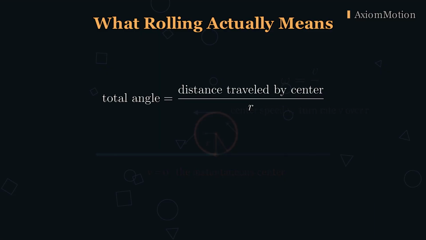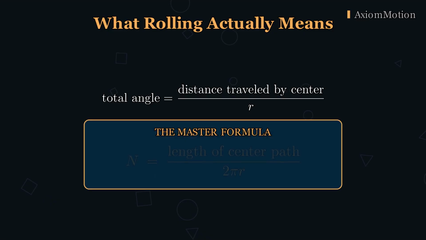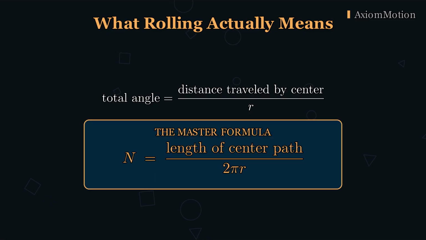Add that up over the whole journey, and rotation stops being mysterious. The total angle turned equals the total distance travelled by the centre divided by r. Divide by 2 pi to convert radians into full turns, and we have the master formula. The number of rotations equals the length of the path traced by the centre divided by 2 pi r. Everything else in this video is this one line applied.